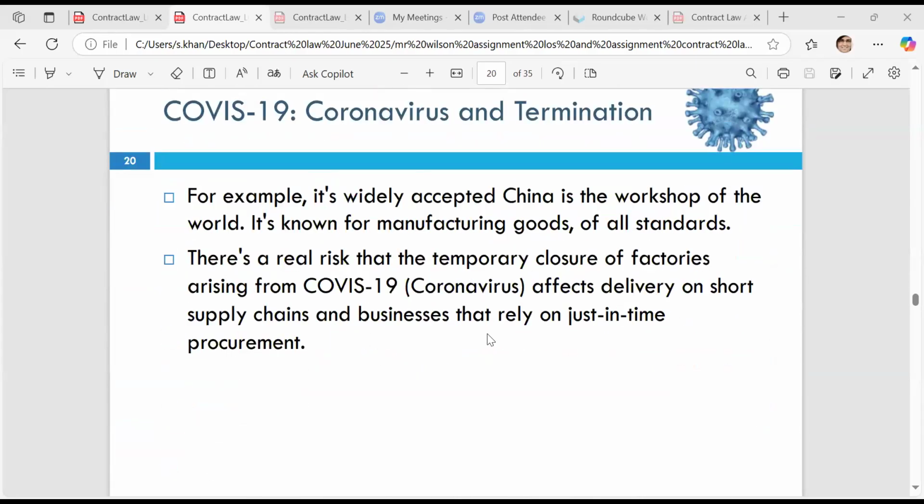Coronavirus and termination. The coronavirus made it difficult to consider termination of contracts. It made it hard for people in manufacturing to identify contracts of payments and demonstrate them. So it was sufficient for termination in that instance.